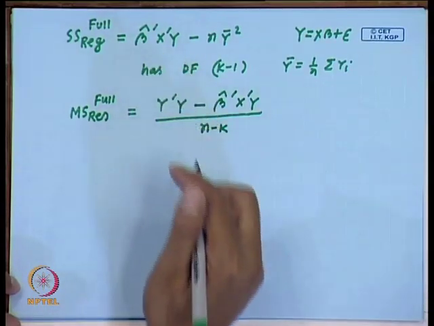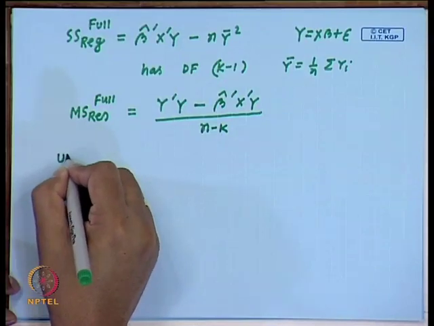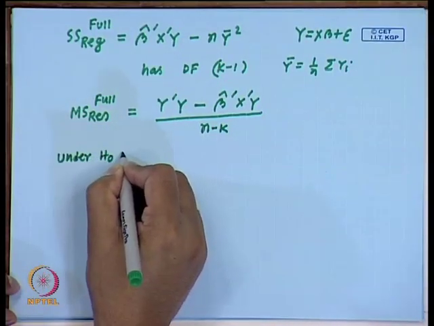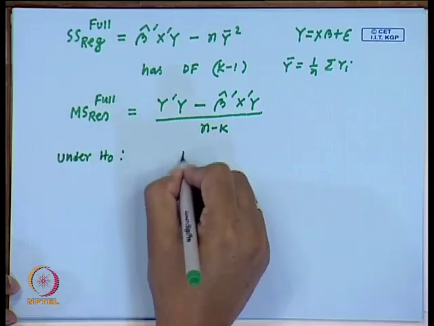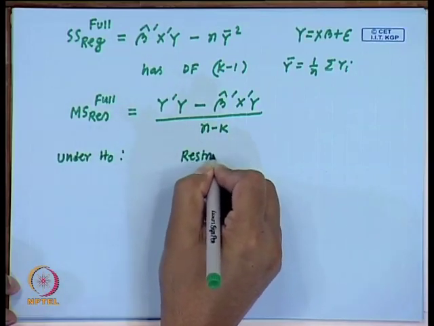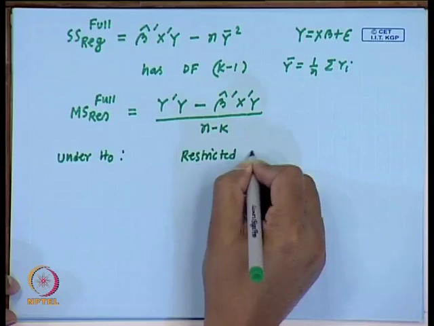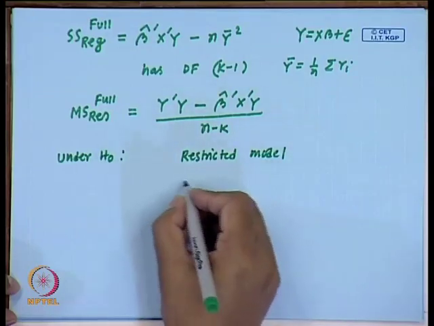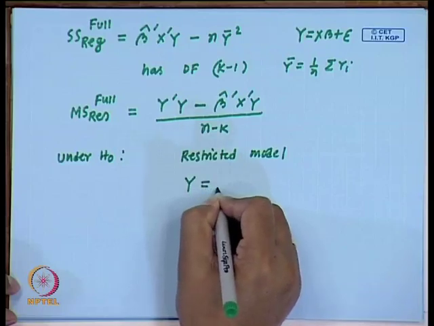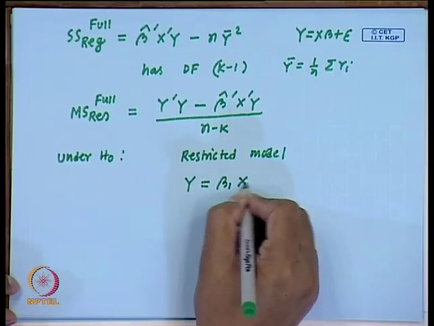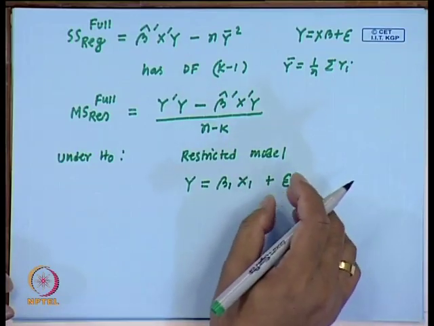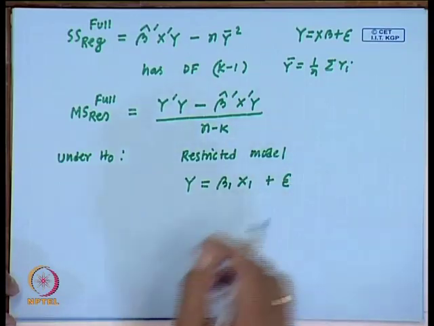This is for the full model. Now, under H naught, that is under the restricted model, the restricted model says that y equals beta 1 x 1 plus epsilon. So, we do not have the last r regressors in this model.